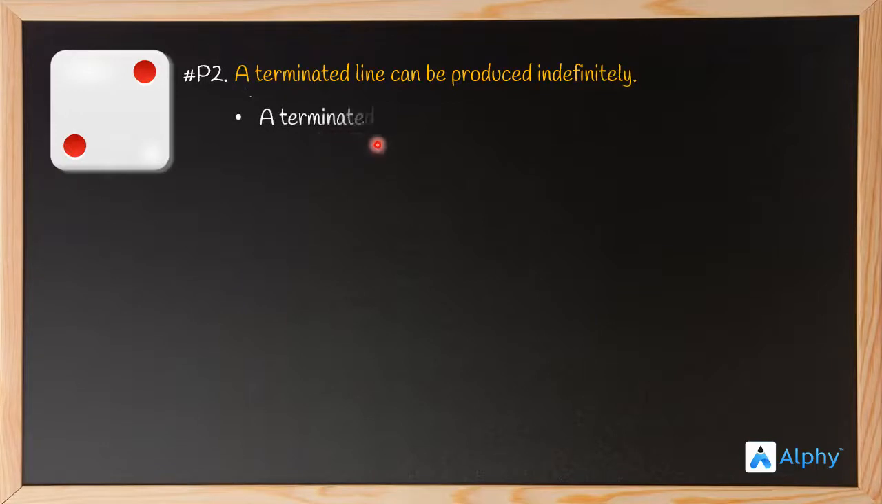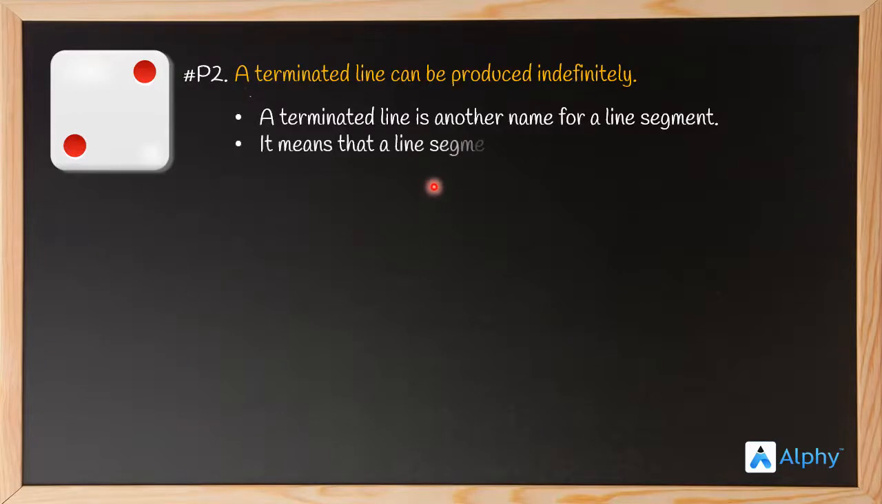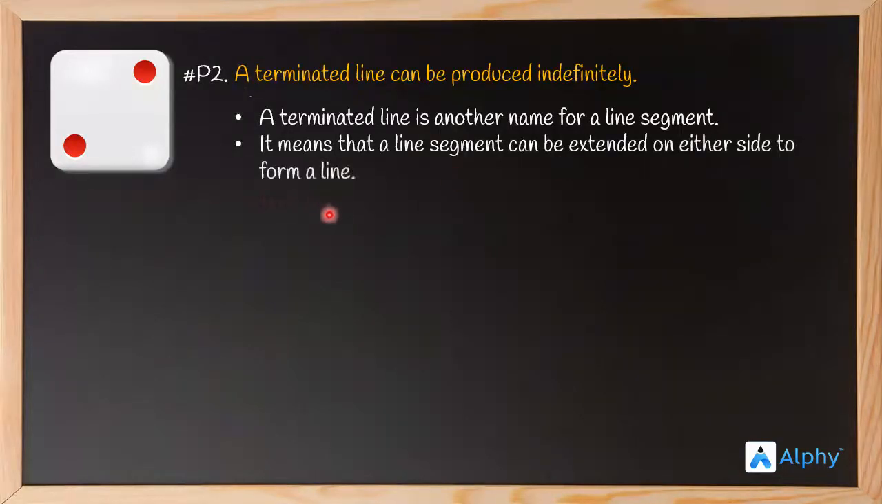Let's look at the next postulate. The second postulate states that a terminated line can be produced indefinitely. Okay? Now, a terminated line is another name for a line segment. We've all studied about a line segment, right? So this basically means that a line segment can be extended on either side to form a line. Okay? It's a very simple postulate to understand. If we have a line segment, we can extend it in either directions and form a line.